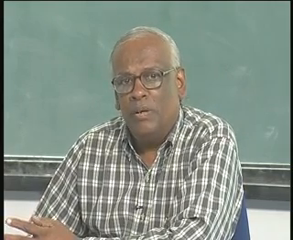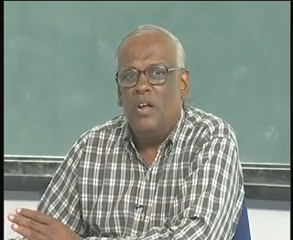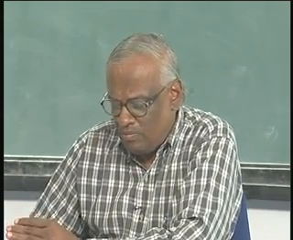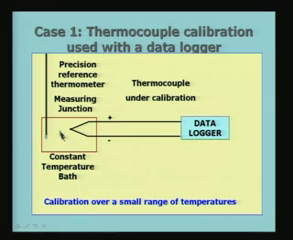For example, I can take the ice point, I can take the room temperature, I can take some other elevated temperature like boiling water. So, 2 or 3 different temperatures can be used in the constant temperature bath, and corresponding values of the temperature indicated by the precision reference thermometer can be assigned to a particular thermocouple output in terms of millivolts or microvolts. So, I will just say there is a correspondence between the output of the thermocouple, which is of course going to be measured by the data logger, and the value indicated by the precision reference thermometer.